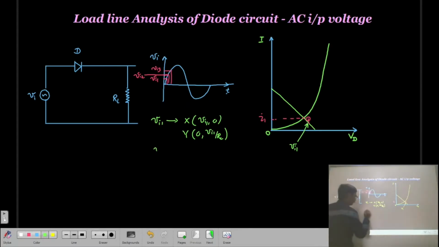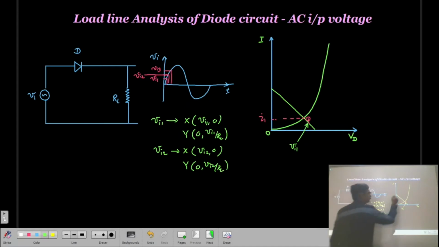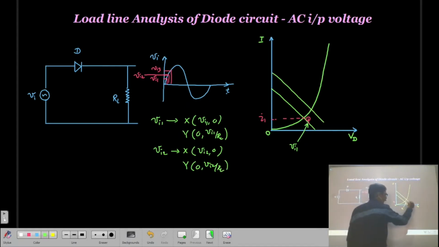Remember, for this Vi2, I will plot the points Vi2 and 0, and the y coordinate will be 0 and Vi2 by RL. So this load line will be like this. This is for Vi2. And here we have an operating point Q, and you will get this current I2.